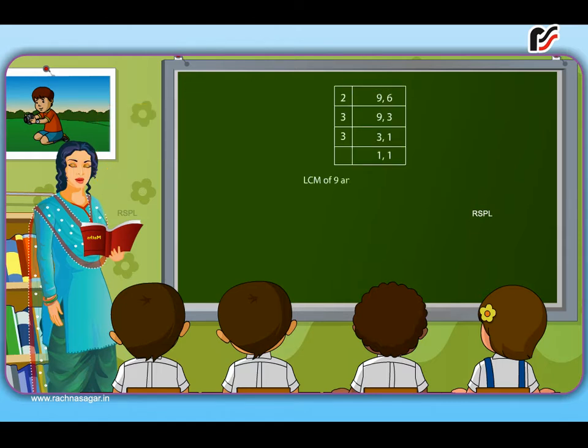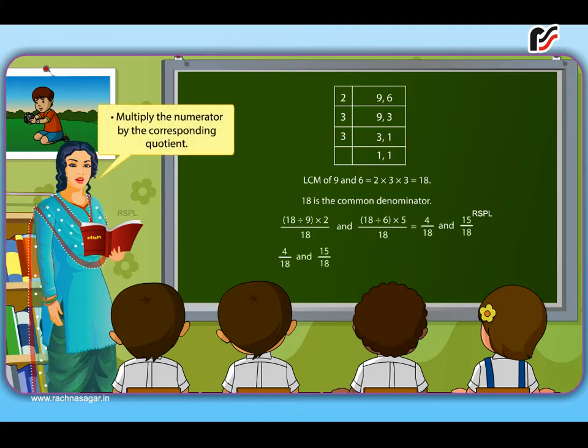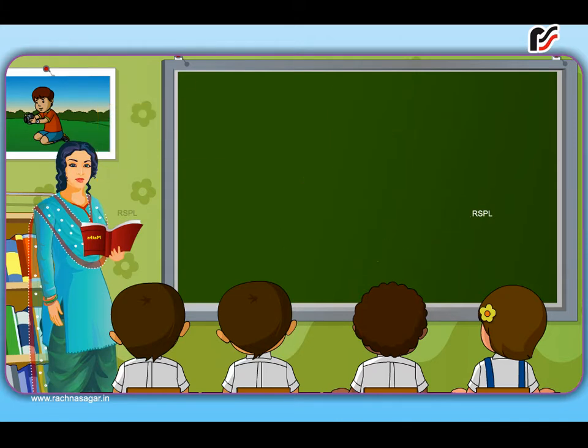LCM of 9 and 6 is equal to 2 into 3 into 3 is equal to 18. 18 is the common denominator. Divide the LCM by denominator of the given fraction. Multiply the numerator by the corresponding quotient. 4 by 18 and 15 by 18 are the required like fractions.